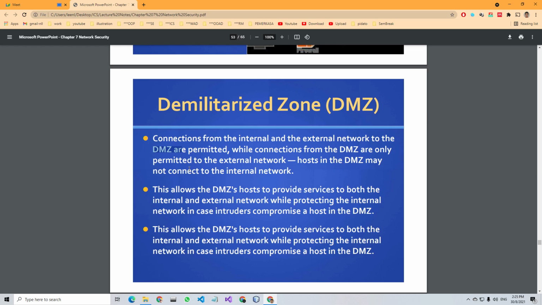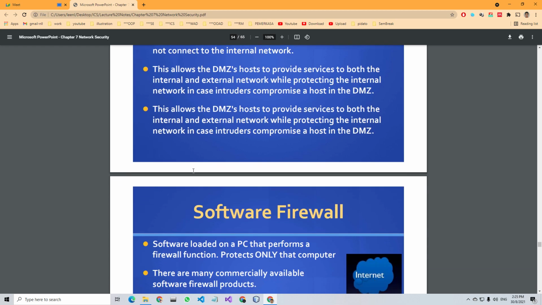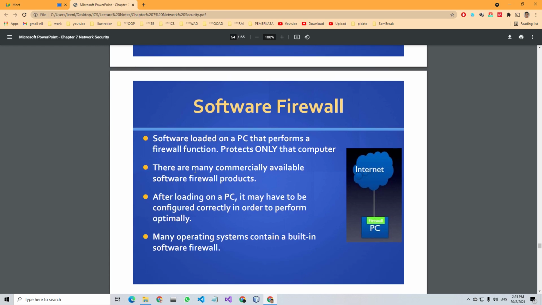How about a software firewall? It is software loaded on a PC that performs a firewall function and protects only that computer. Okay, this one is easy to understand because the software is only in that particular PC, so it is used to protect that computer only. A hardware firewall might be used to protect the entire internal computer network, if they set it up internally.